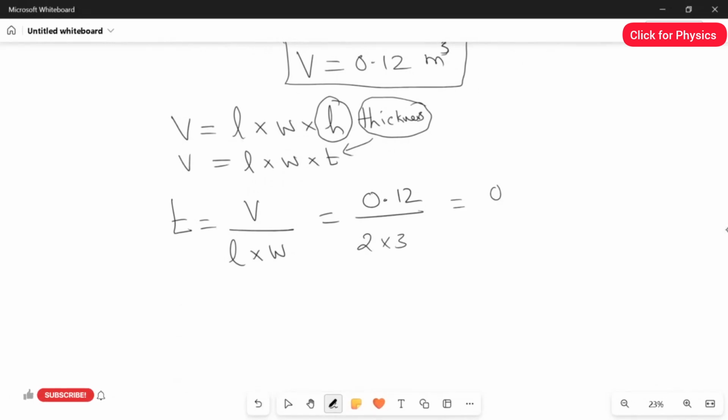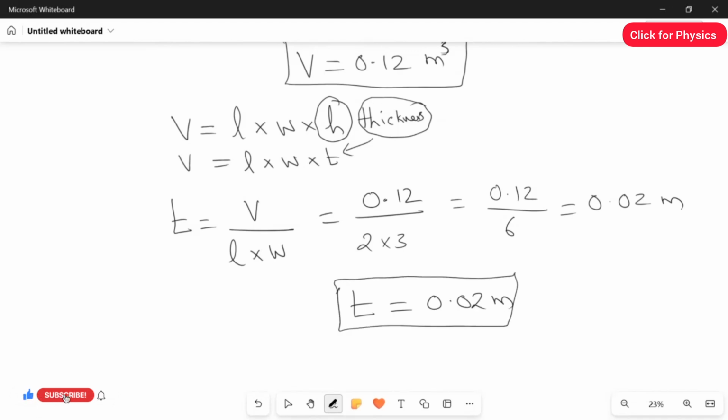So let's see, 0.12 divided by 6. So 0.12 divided by 6, we got the answer here as 0.02 meter. So the answer for the thickness of the plate of aluminium here is 0.02 meter. So this is the answer for this question.